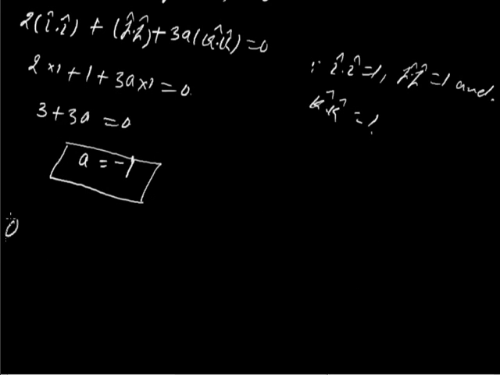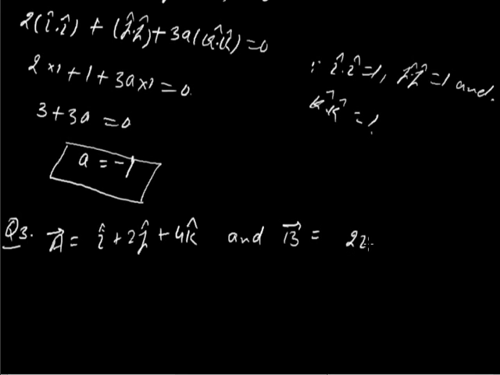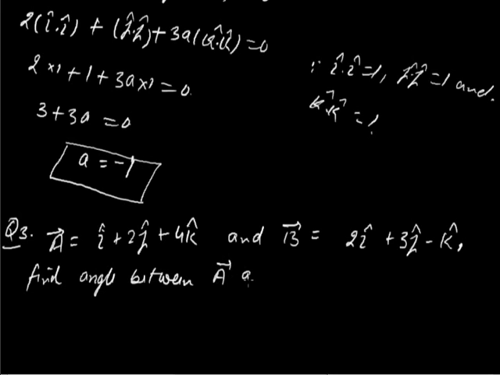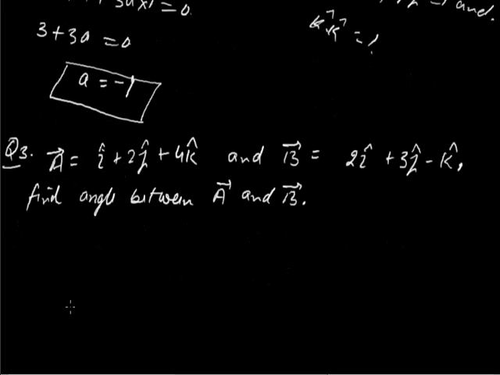Now question 3. Vector A is i plus 2j plus 4k and vector B is 2i plus 3j minus k. Find the angle between vector A and vector B. Now the solution.